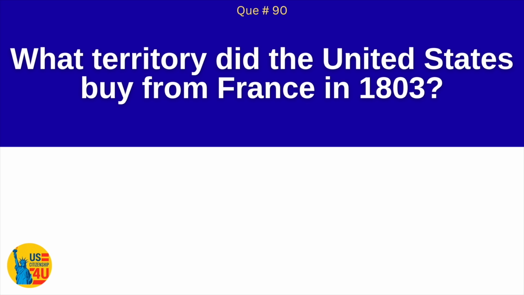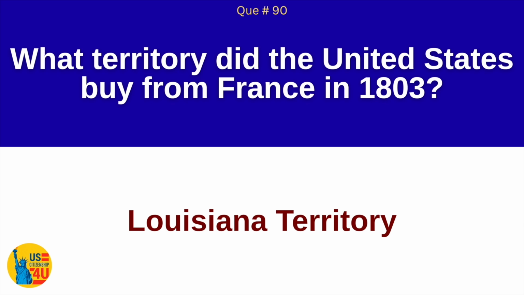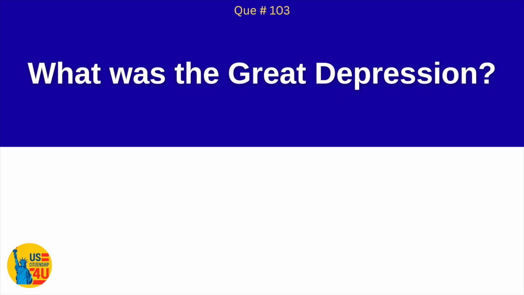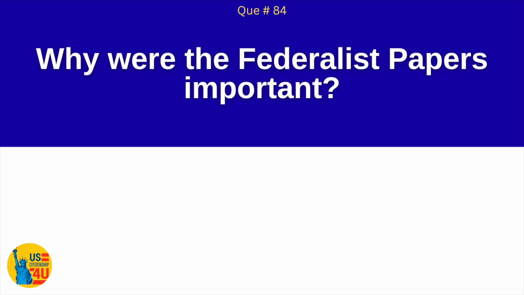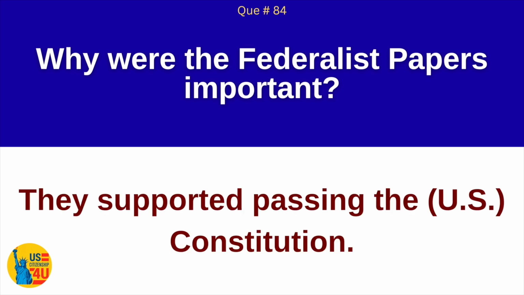What territory did the United States buy from France in 1803? Louisiana Territory. What was the Great Depression? Longest economic recession in modern history. Why were the Federalist Papers important? They supported passing the U.S. Constitution.